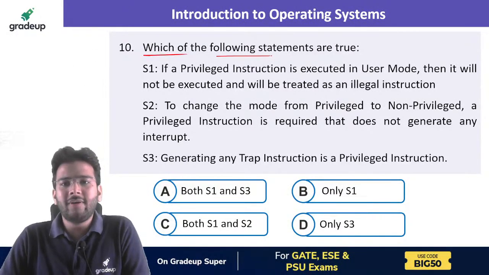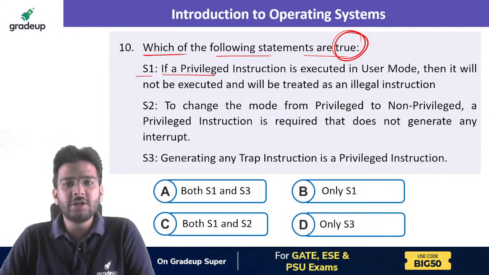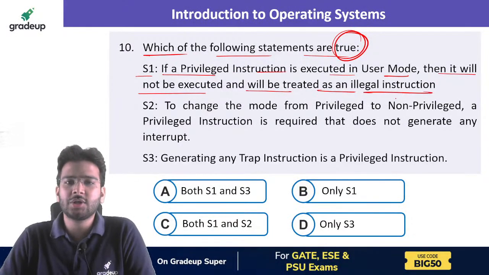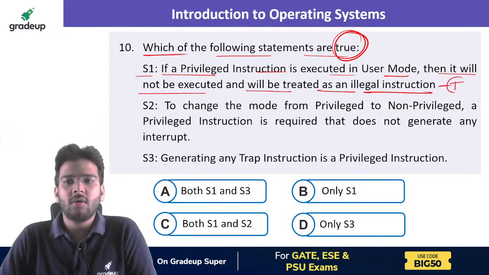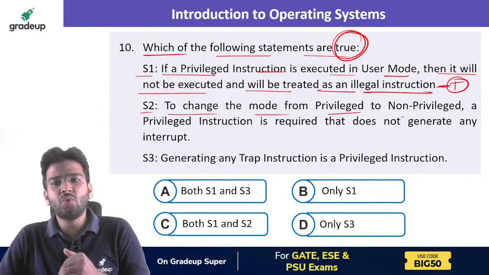Which of the following statements are true? Statement 1. If a privileged instruction is executed in user mode, then it will not be executed and will be treated as an illegal instruction. Yes, this is true. If you are going to execute any privileged instruction in the user mode, it will be treated as an illegal instruction.